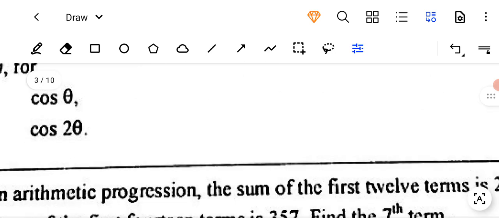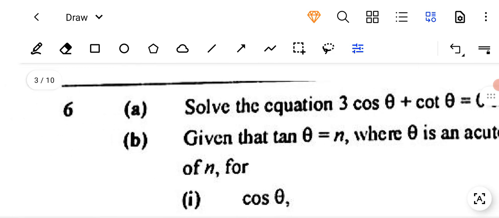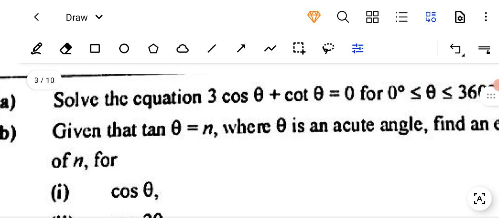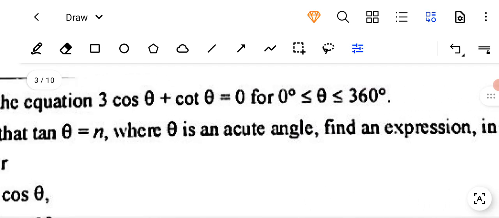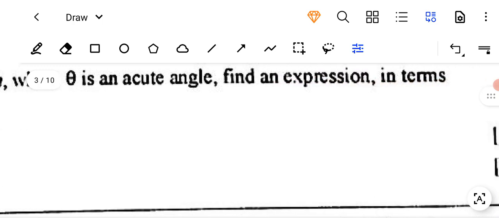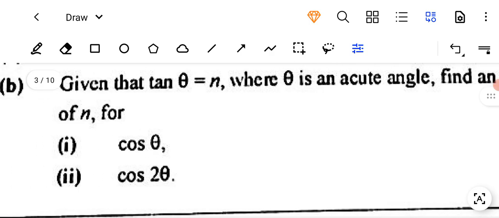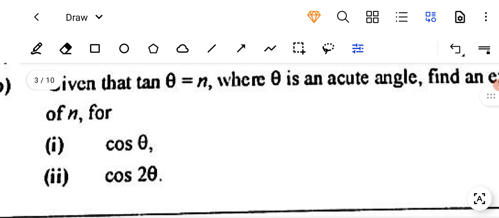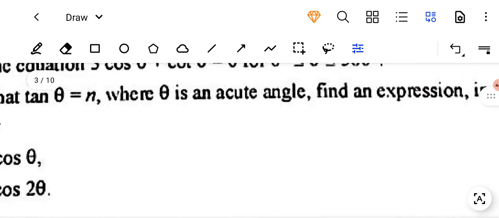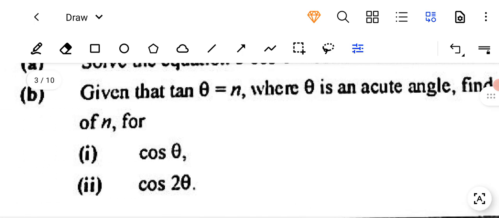Then we go to 6b. This one is an interesting question. Given that tan theta is equal to n, where theta is an acute angle, find an expression in terms of n for cos theta, carrying 2 marks, and cos 2 theta, carrying 2 marks.